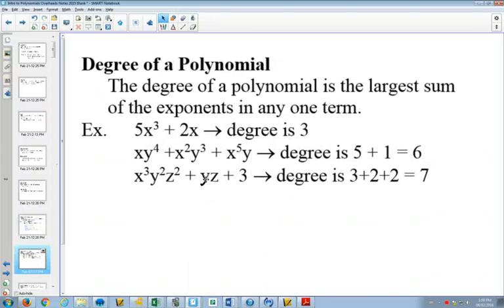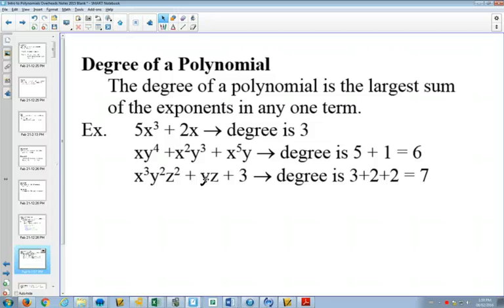So we figured out the degree of a monomial was just adding up the exponents of that one term. The question now is, if you have a polynomial of more than one term, how do you figure out the degree of the whole thing? Well, you look at each individual term, and then you pick the one term that has the largest degree, and that's what we call the degree of the whole entire polynomial.